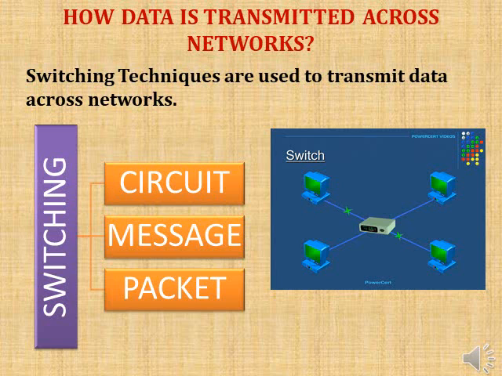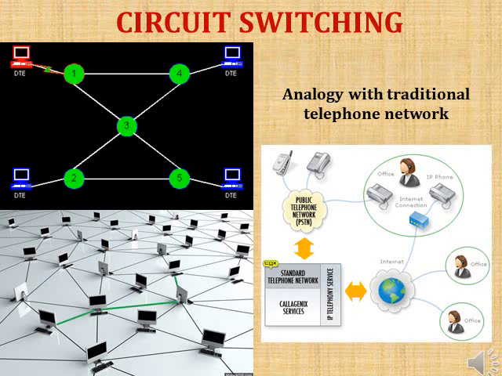We will cover the communication medium introduction later on in this video, and in detail in the next video along with its types. But now the question arises: how is data transmitted across networks? The answer to this question is switching techniques. There are three types of switching techniques. They are circuit switching, message switching and packet switching. Let's discuss them individually.